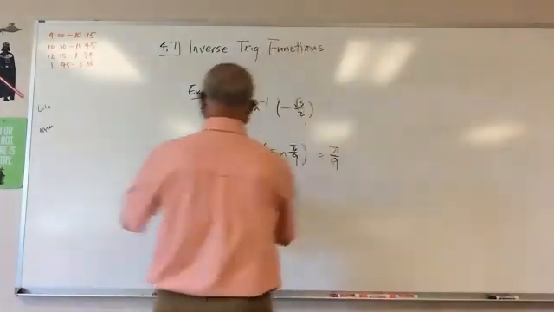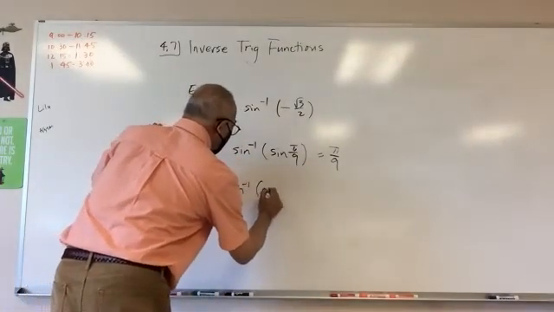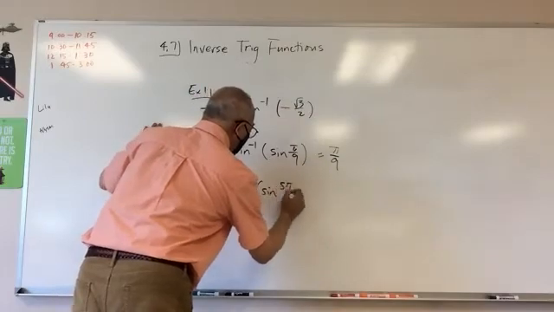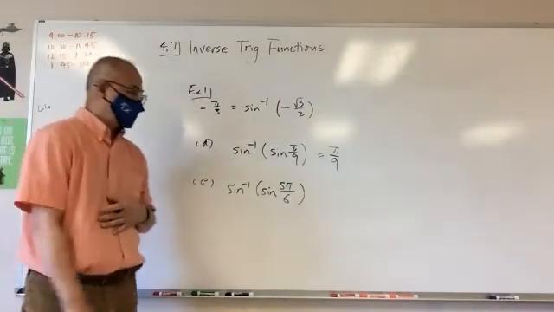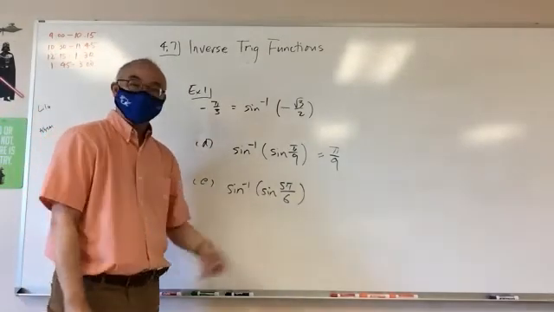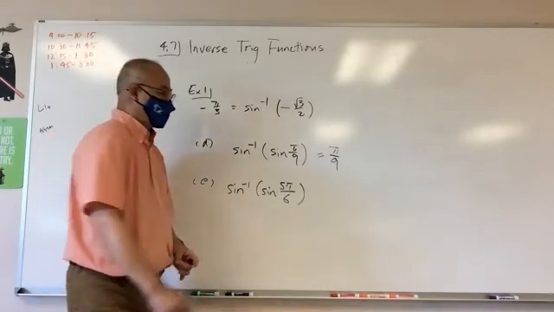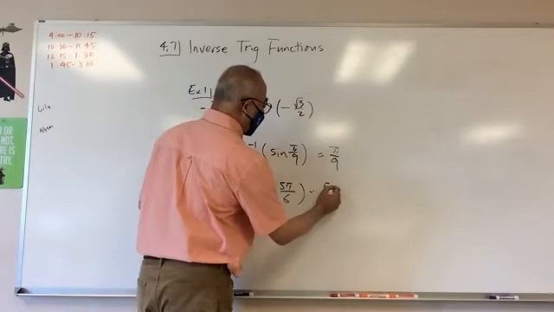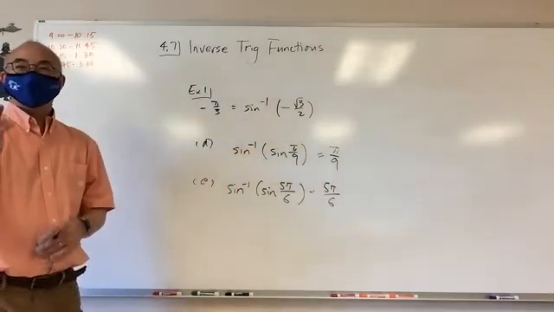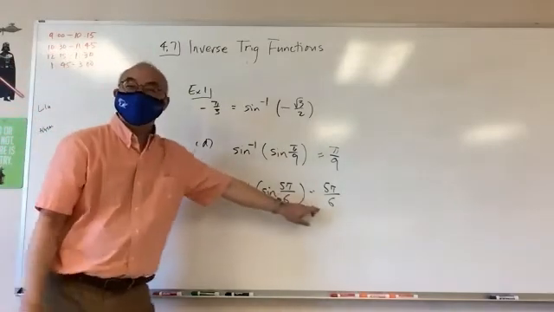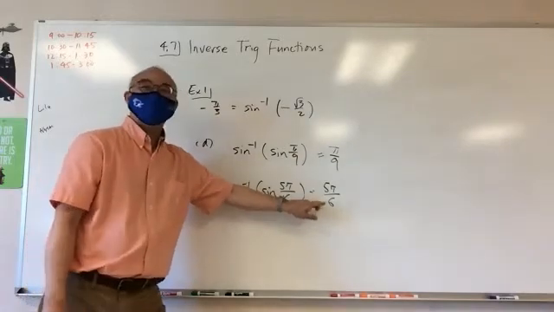And then we have the last one. We have arc sine of 5 pi over 6. So can we do this the same way? It would be 5 pi over 6, right? That's too big. Aha! It's too big, right? This is outside of the domain. It's greater than pi over 2. So this does not work.